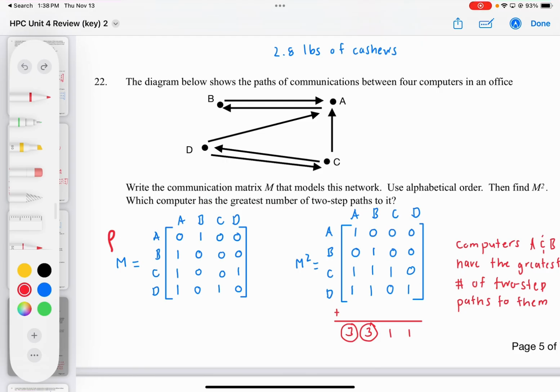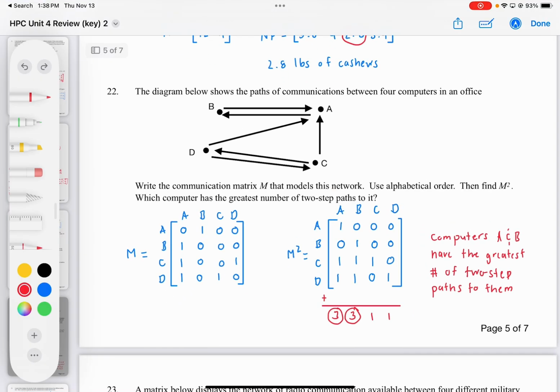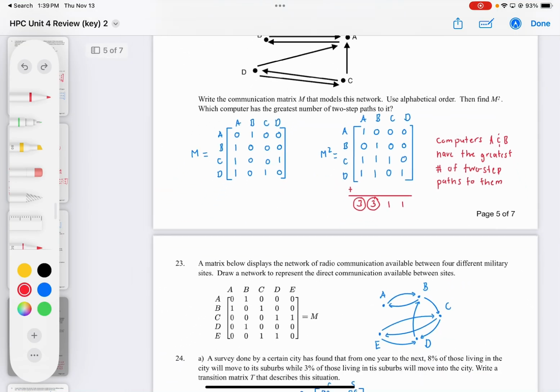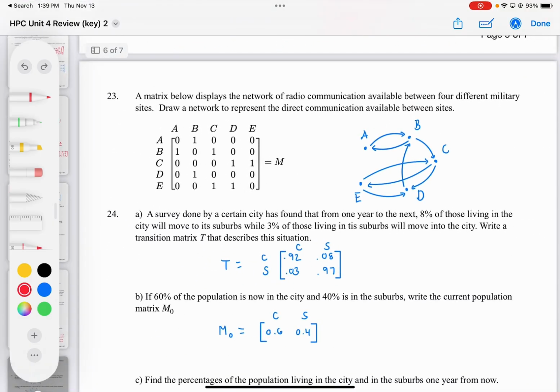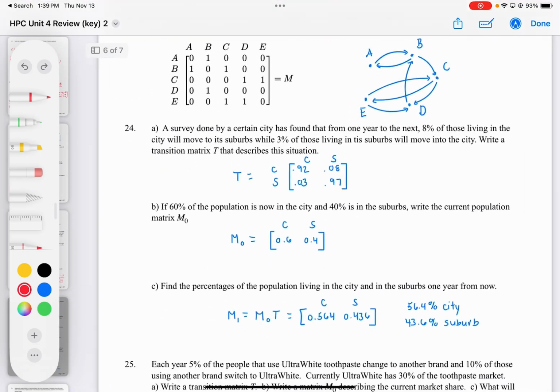We also did that with transition matrices as well. We went from the first initial month, and then to the other, and we put that across the columns at the top. Okay. And then this one, you have to be careful about how it's worded. You have to find M squared. Which computer has the greatest number of 2-step paths to it? If we're going to it, that's why we want to add vertically instead of horizontally, because we're going to that value. If we were going from it, then we would do it horizontally. But since we're going to it, we would go vertically. It works along that part of the top. Another communication matrix there.